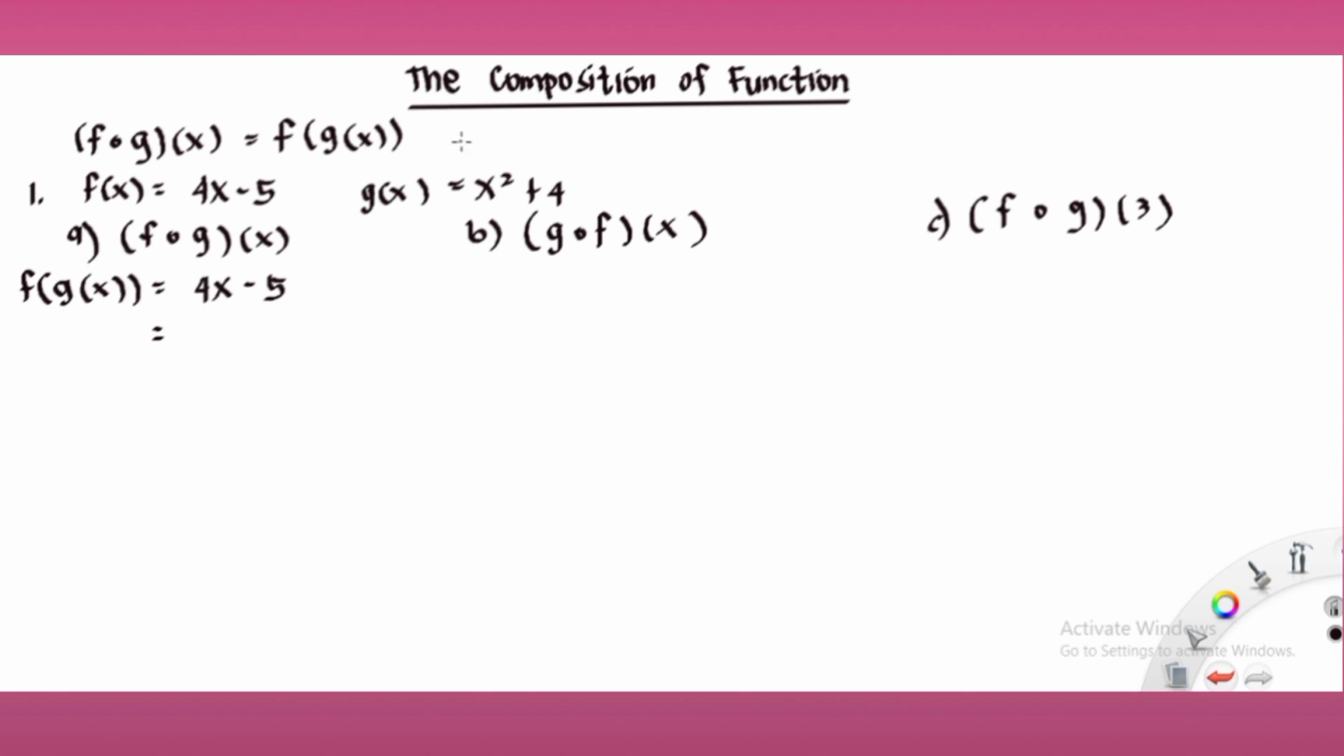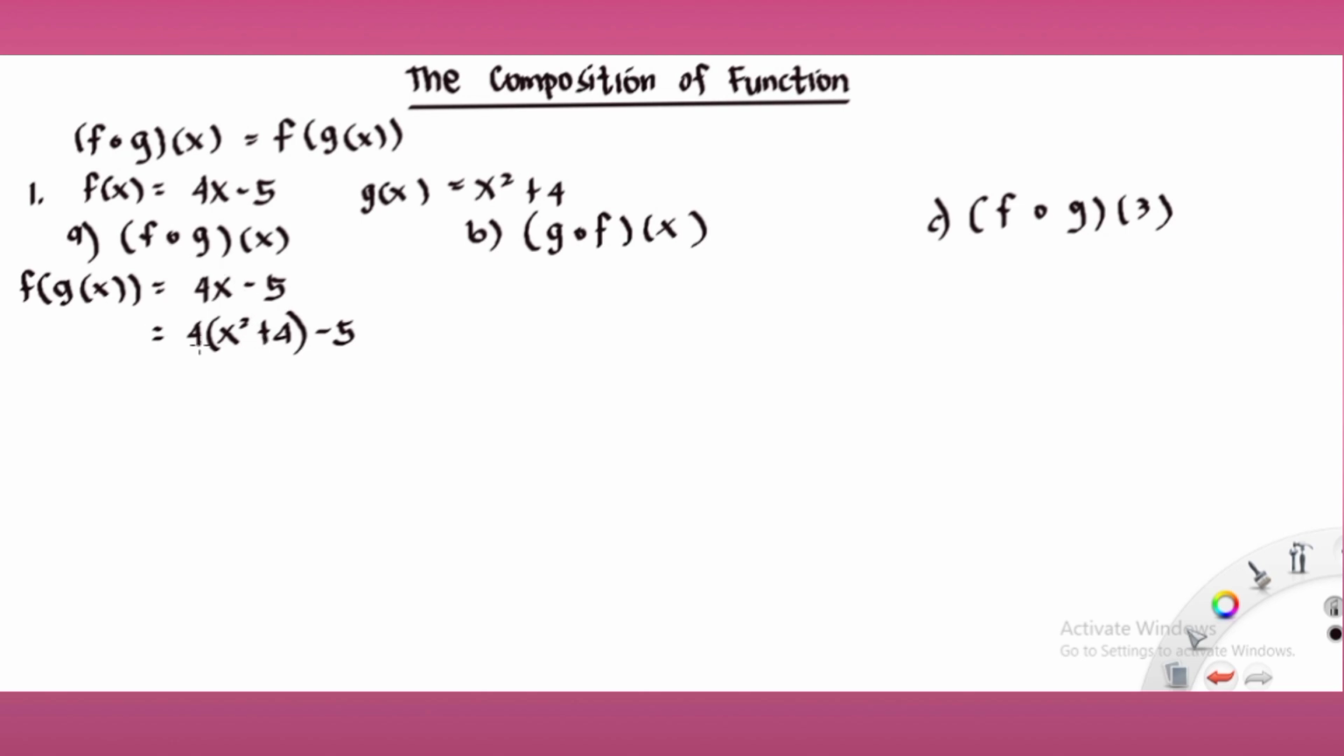Okay po? G of x is x squared plus 4. So, we're going to have 4 times x. Instead of writing x, isusulat natin yung buong function ng g of x. That is x squared plus 4. And do not forget minus 5. Ayan. So, again, this is 4x minus 5 ang function ng f. Sa x, instead of writing x, siningit natin yung g of x, x squared plus 4.